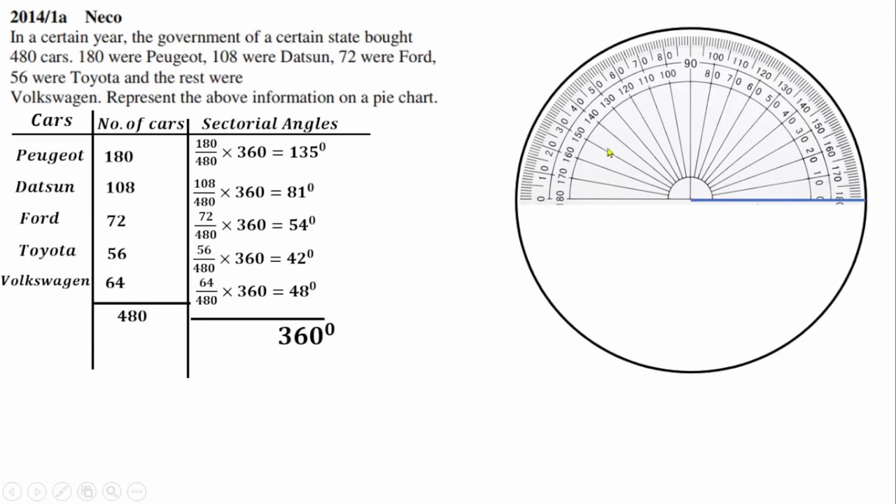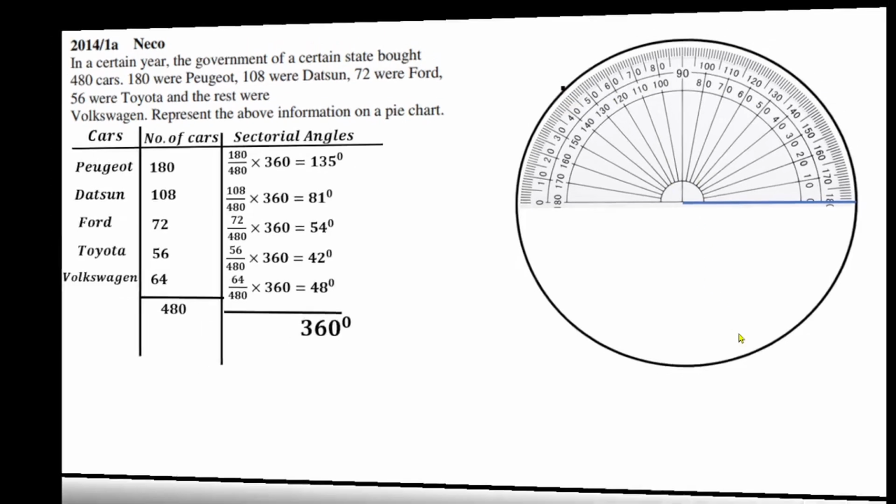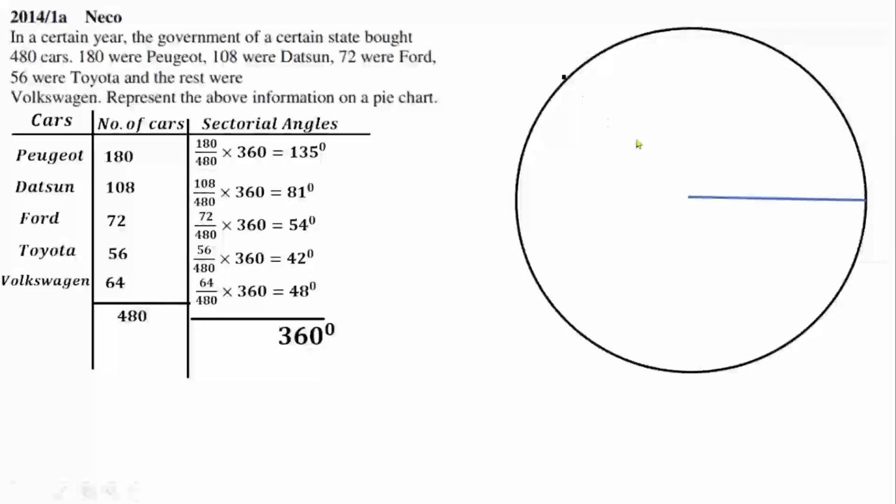So from here, what do you do next? You now start reading your angles one after the other. The first one is 135 degrees, so you start from 0, so this is 130, then 135 degrees. So you pick a point there, remove your protractor, then draw a radius. So the angle there will be 135 degrees, which is for Peugeot.